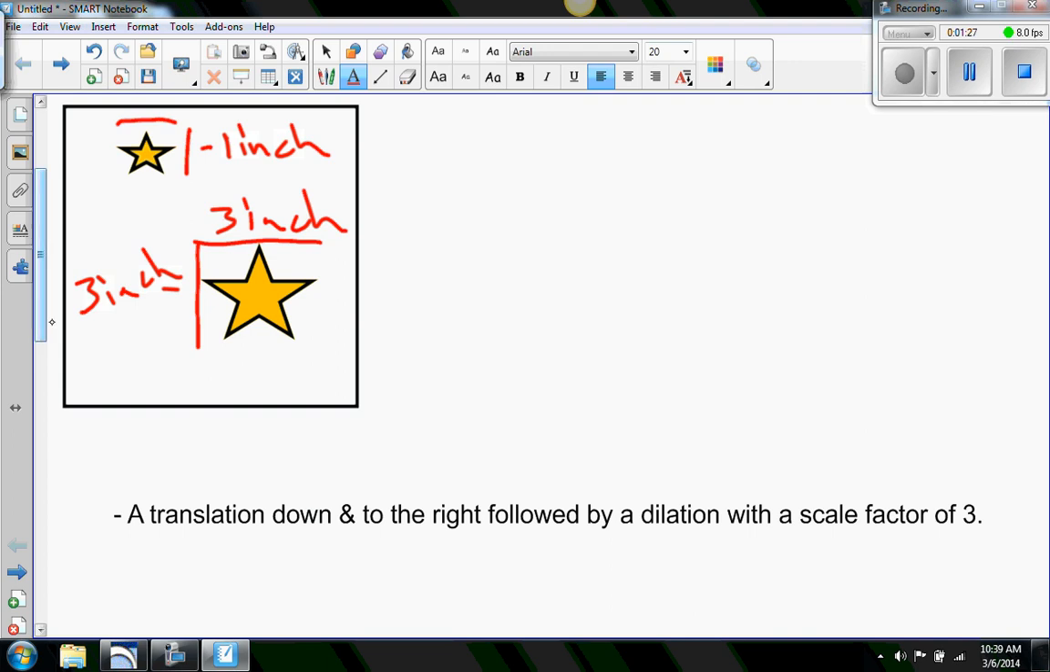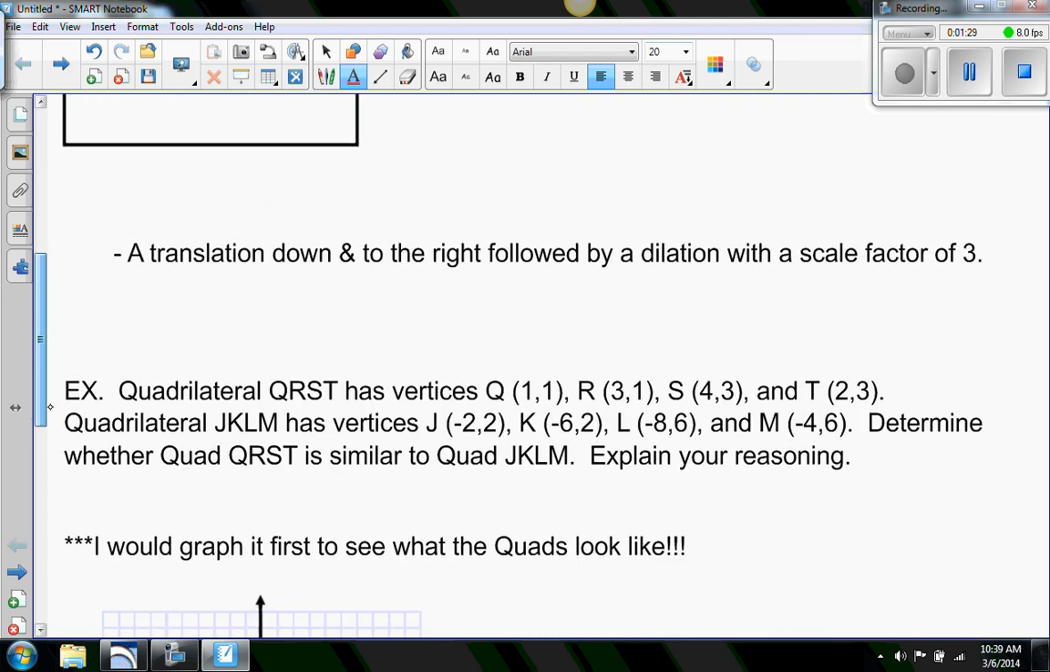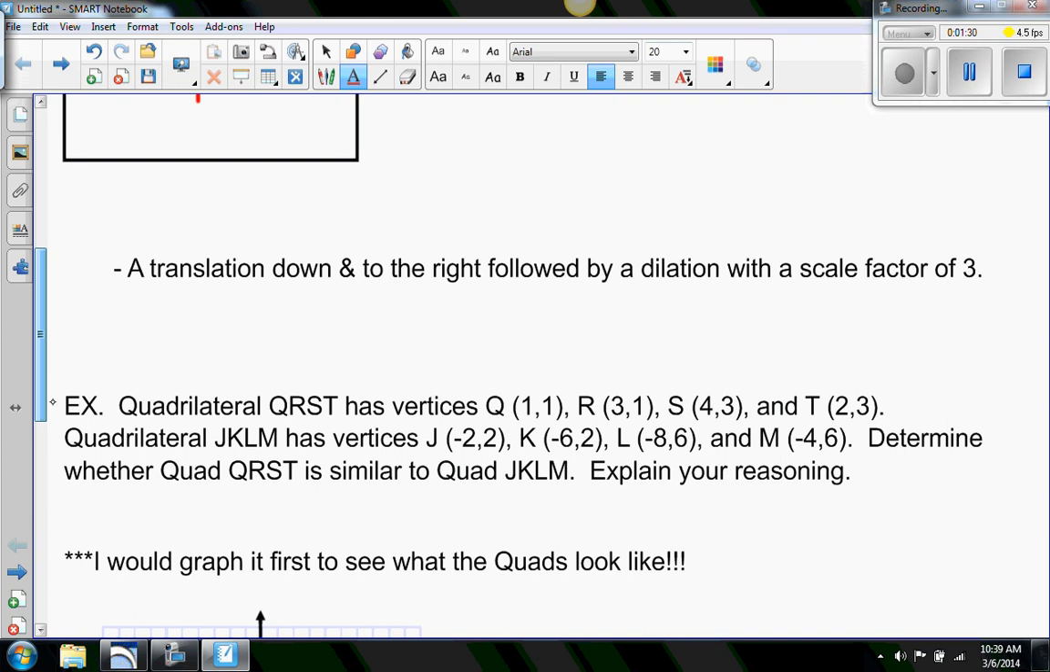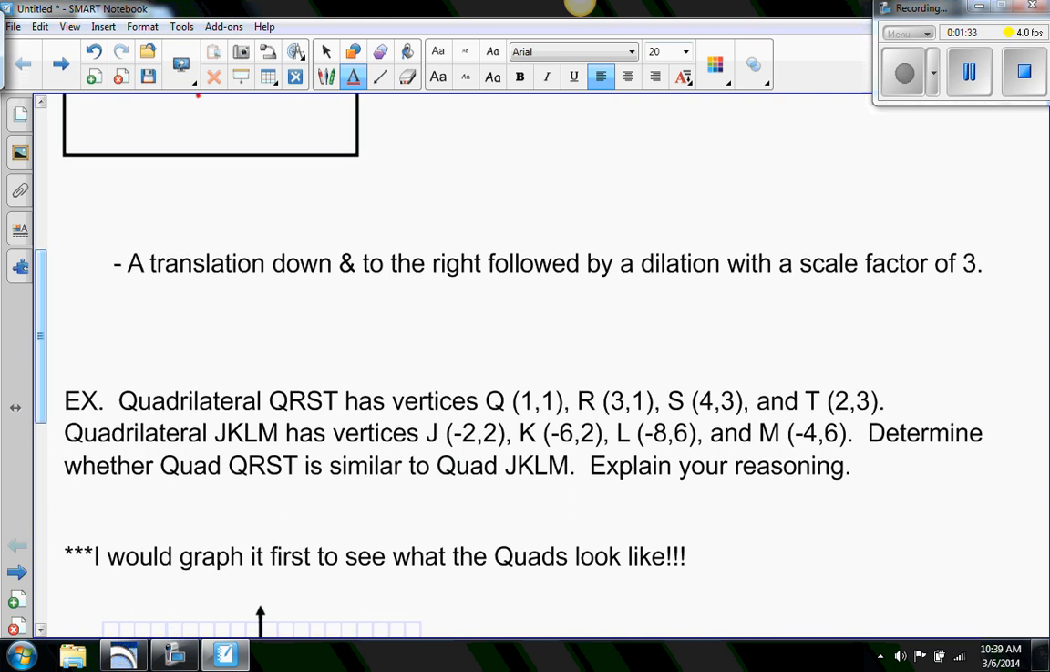So then the next one says quadrilateral QRST has vertices (1, 1), (3, 1), (4, 3), and (2, 3). And then another quadrilateral has vertices of (-2, 2), (-6, 2), (-8, 6), and (-4, 6). And it says determine whether quad QRST is similar to quad JKLM and explain your reasoning.